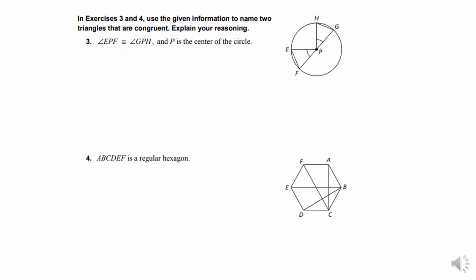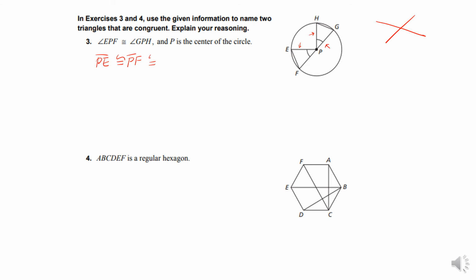Okay, these are more problems from your journal. So look at this one. We have: use the given information to name two triangles that are congruent. So they gave us these two angles are congruent. Make sure you understand that those are not vertical angles because vertical angles are made from two lines intersecting, and there are three lines here. So make sure that you understand that, but they gave you that these two are congruent. So P is the center of the circle. That means PE is congruent to PF.